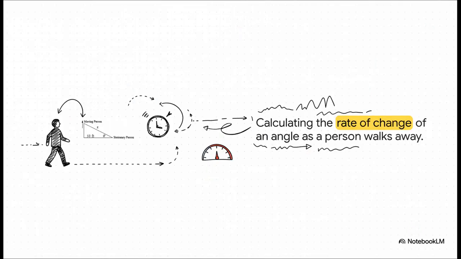Or how about this one? Imagine someone is walking away from you in a straight line. With our tools, we can figure out more than just how fast they're moving. We can actually calculate the rate that the angle of your line of sight is changing as you watch them go. It's this incredible bridge between linear speed and angular speed.